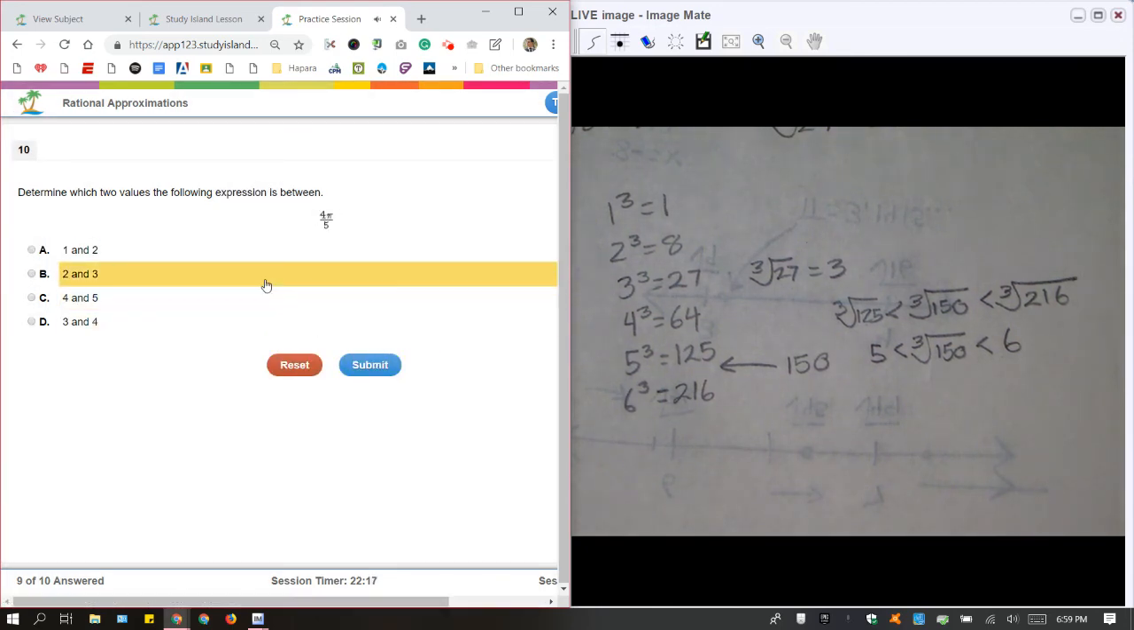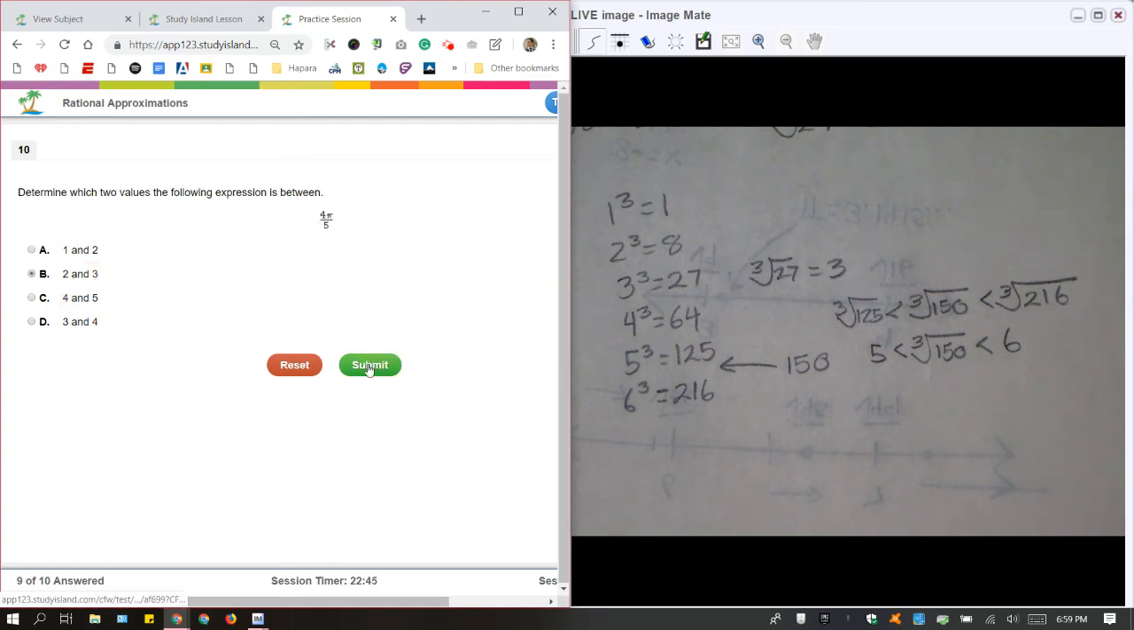And last but not least, determine which two values the following expression is between. I have 4/5 of pi. So 4 times pi divided by 5. Also, you can think of it as 4 divided by 5 and then times pi. 4 divided by 5 is 0.8. 0.8 times 3, 8/10 of 3. It's not exactly 3, it's a little bit more than 3, but we're getting 8/10 of it. So it's going to be less than 3 but more than half of it, so it's going to be between 2 and 3 somewhere.